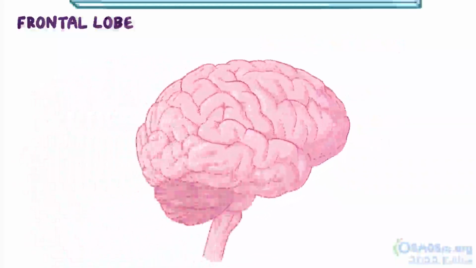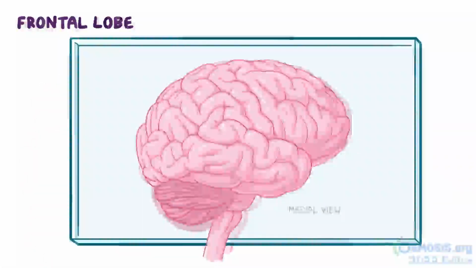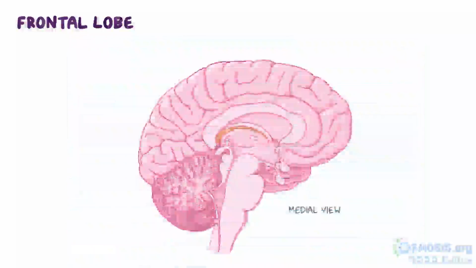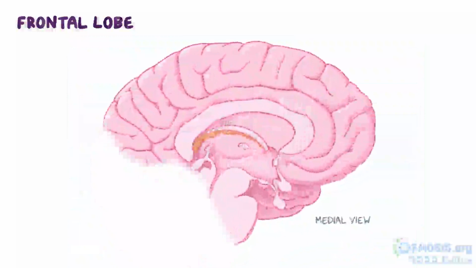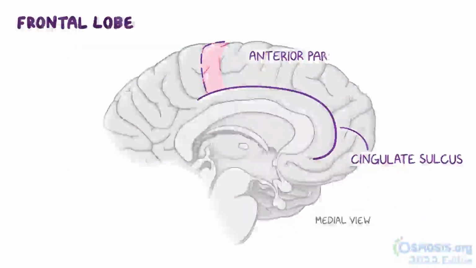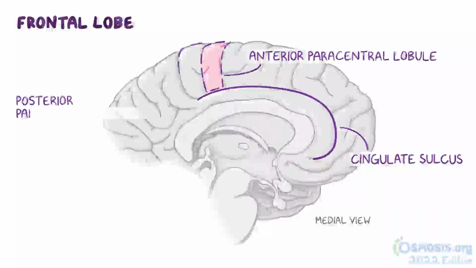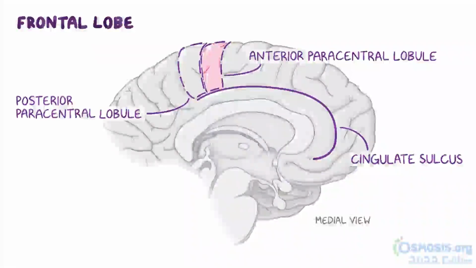If we cut a sagittal section, meaning cutting the brain in half along the longitudinal fissure, and look at the frontal lobe from a medial view, we can also see another sulcus called the cingulate sulcus, as well as the anterior paracentral lobule, which forms the medial aspect of the precentral gyrus, and the posterior paracentral lobule, which forms the medial aspect of the postcentral gyrus, which we'll mention later.